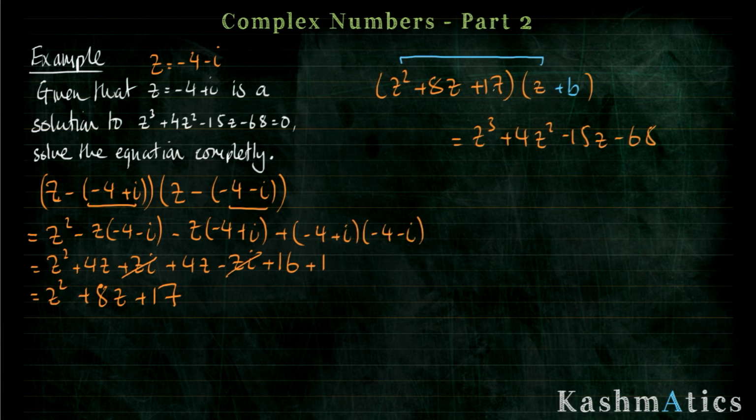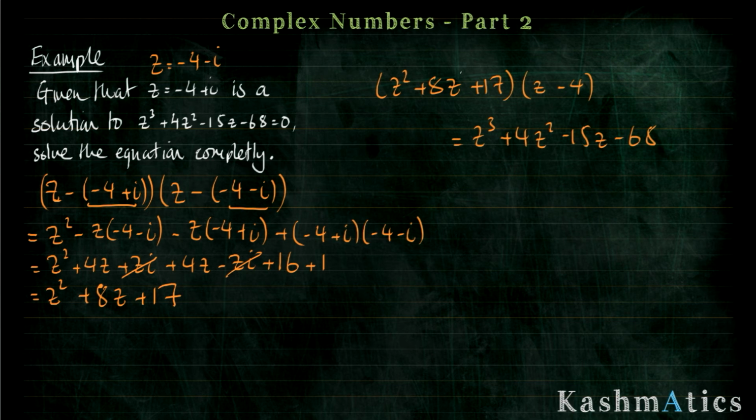Now, where does the minus 68 come from? The minus 68 comes from multiplying the constants together, and those are the only two constants that get multiplied together. Nothing else will give us just a number. So this number at the end has to be minus 4. All I'm going to do now is check that these other coefficients are correct.